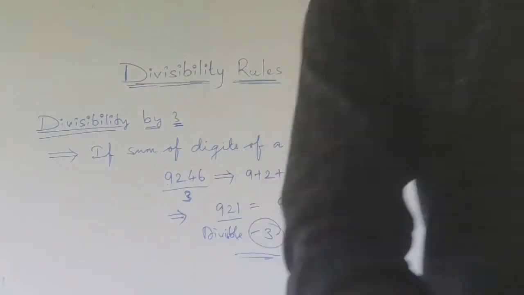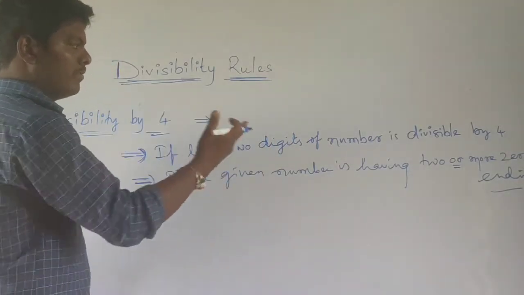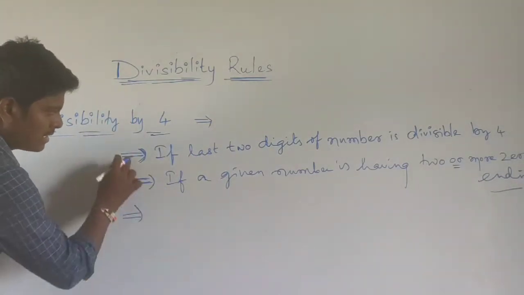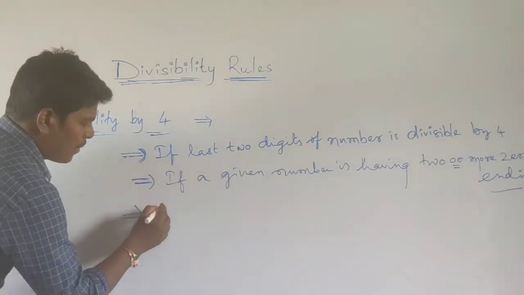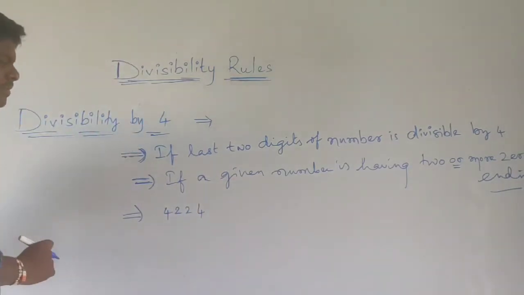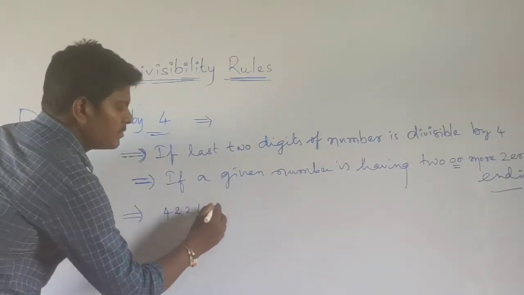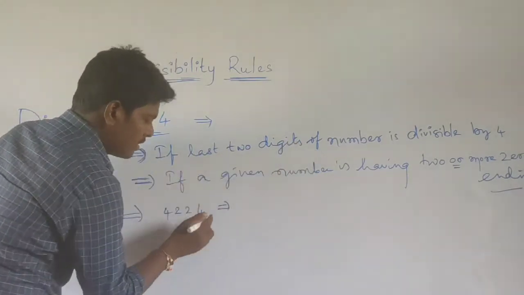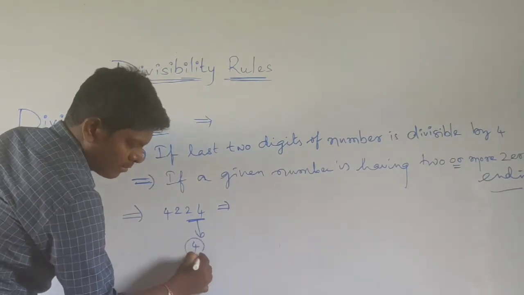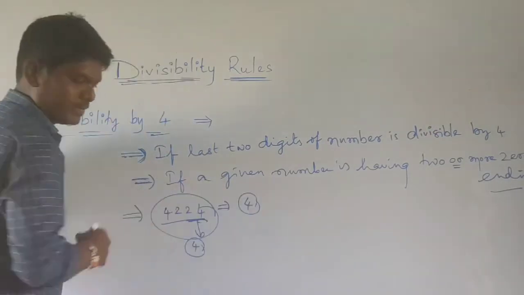If the last two digits of a number are divisible by 4, then definitely that number will be divisible by 4 with no remainder. We take one example regarding this: 4224. We need to find whether the given number is divisible by 4 or not. According to the definition, we take the last two digits: 24. 24 is divisible by 4, 4 sixes are 24, right? So this number is also divisible by 4.